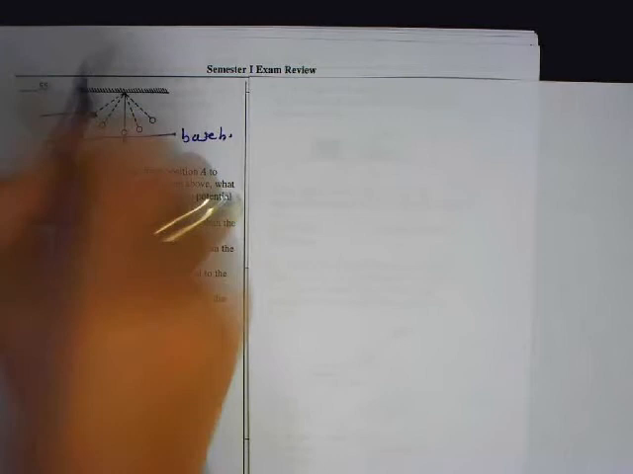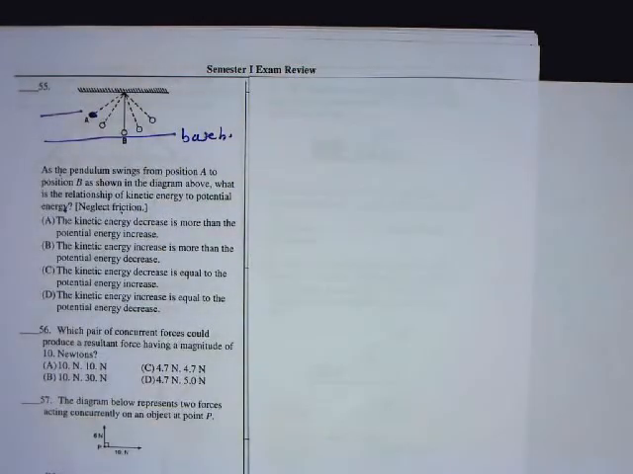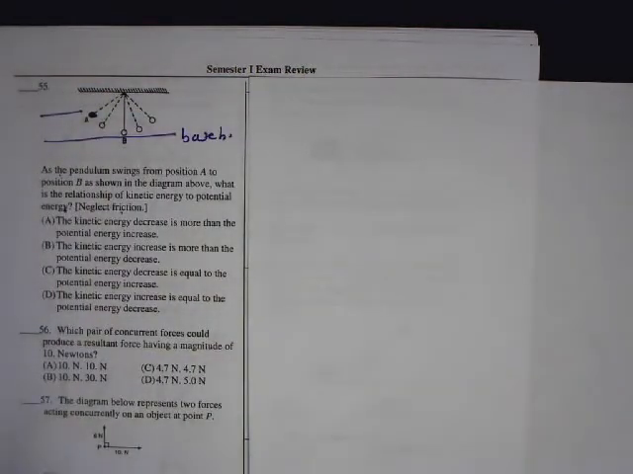Here's at the top where it's starting. Over here, I can see that it's going to be all potential, because if it's not moving, the kinetic is going to be 0. As it starts to swing, whatever I lose in potential, I'm going to gain in kinetic. All right, so now I'm going to look at the questions.